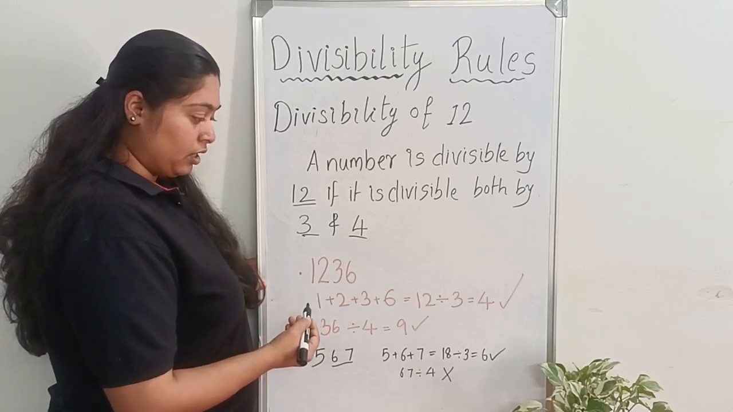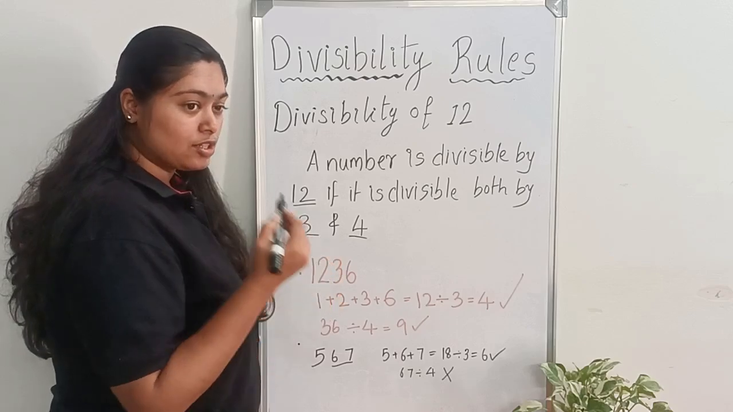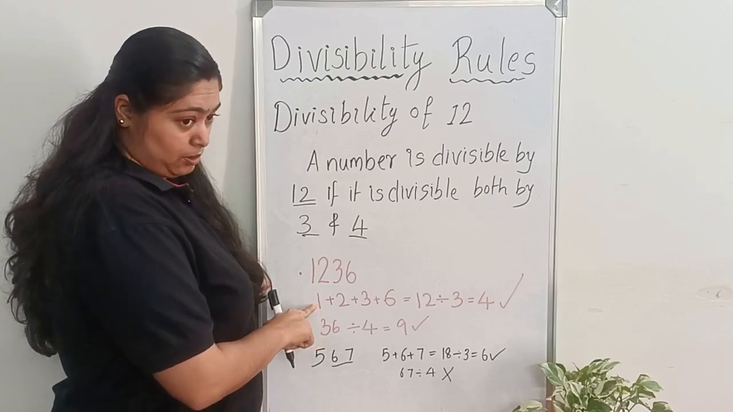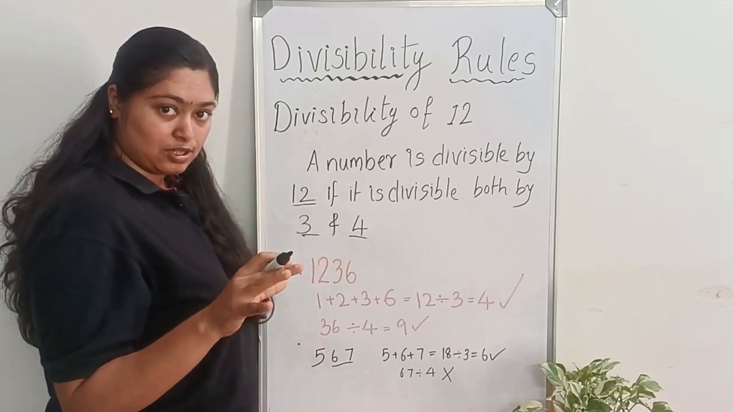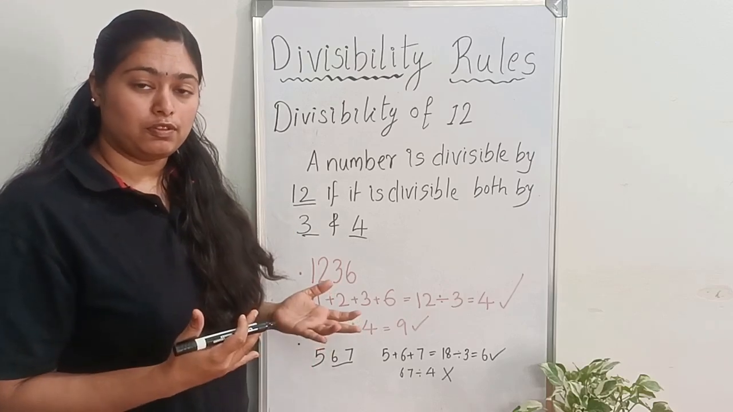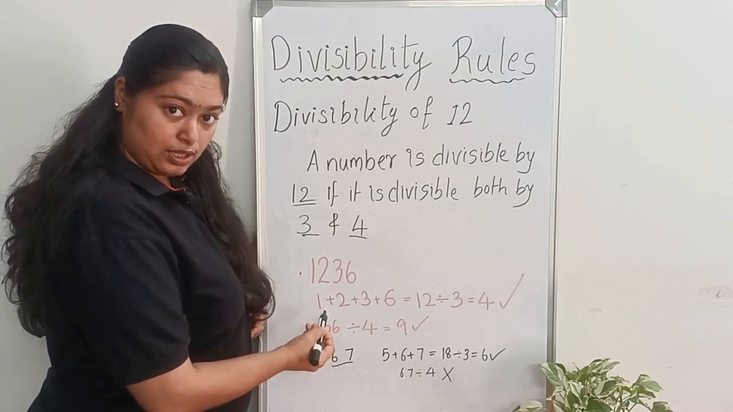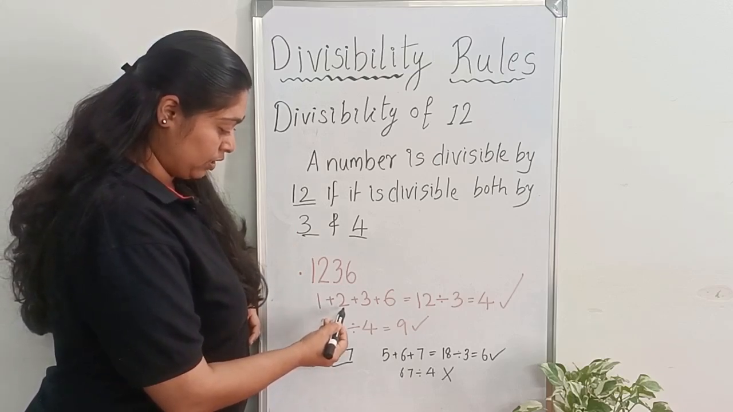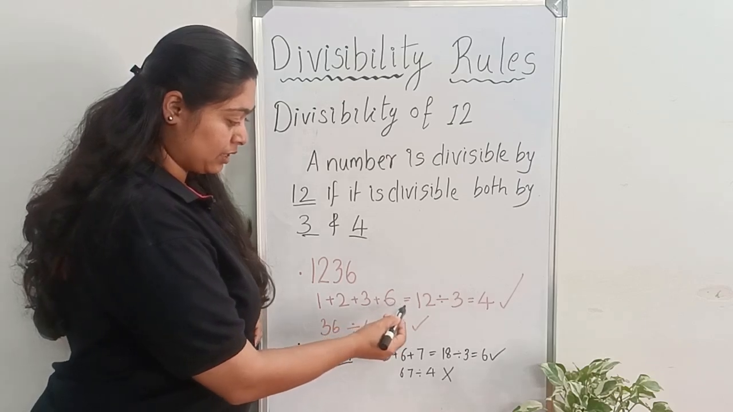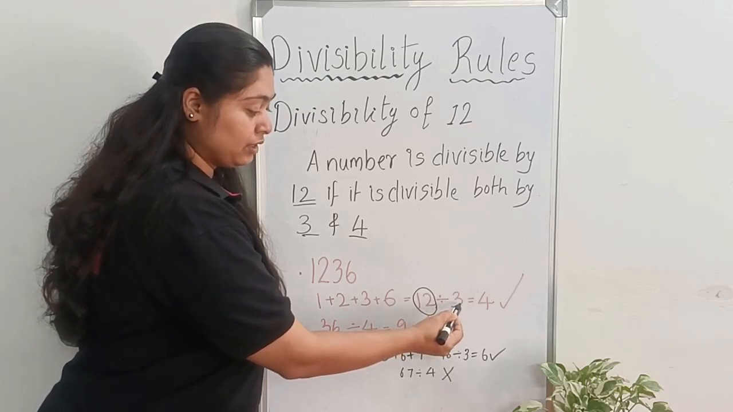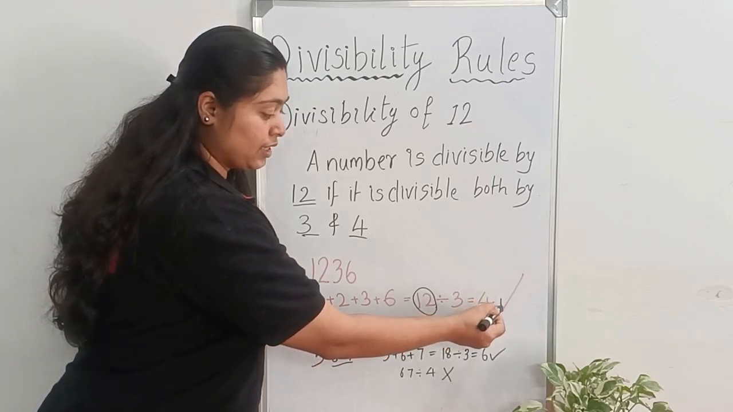1236. Here it's a good chance to revise the divisibility rules of 3 and 4 also. The divisibility rule of 3 was to add the digits. If the sum of the digits is a multiple of 3, then yes. So let's look at the sum of the digits: 1 plus 2 plus 3 plus 6. The sum is 12. 12 is perfectly divisible by 3 and the answer will be 4. So yes, it's divisible by 3.